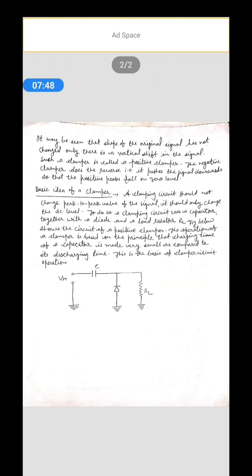The operation of a clamper is based on the principle that the charging time of a capacitor is made very small as compared to its discharging time. This is the basis of clamper circuit operation.